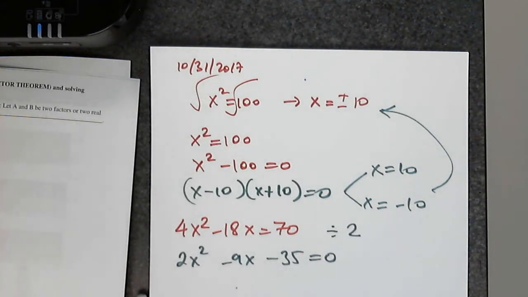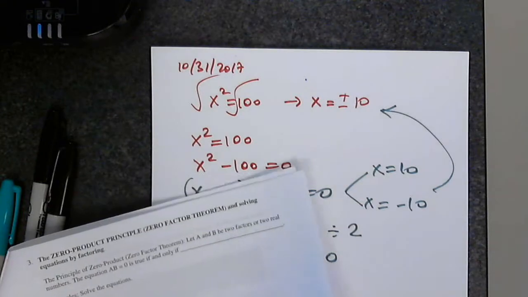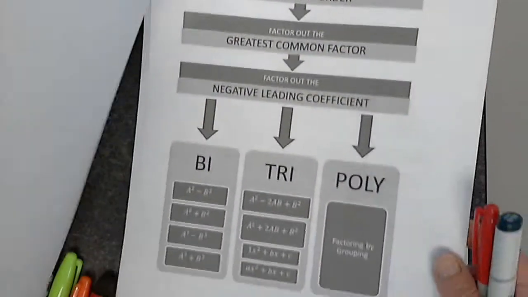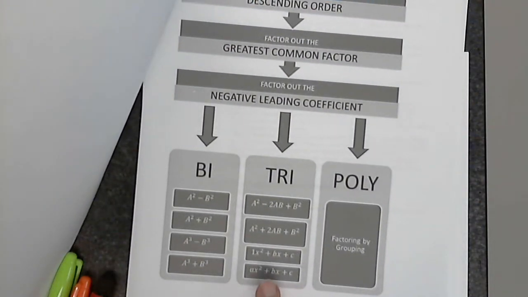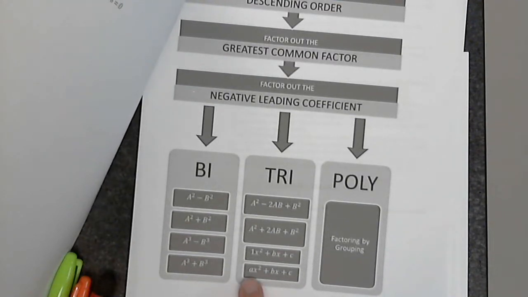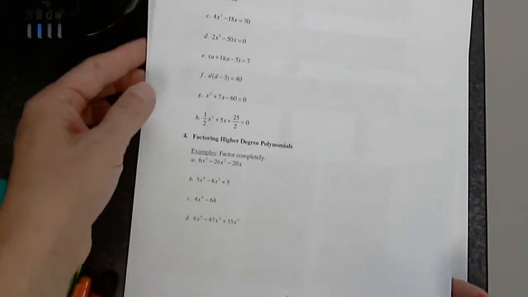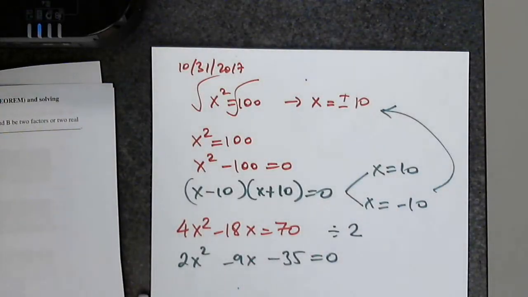So now this is a trinomial this time. It's in descending order, no greatest common factor, no negative leading coefficient. Special product, no. 2x squared is not a perfect square, negative 35 is not a perfect square. And 1 is not the leading coefficient. So remember, we are down to the very last possibility. What is the last possibility? This one here. When the leading coefficient is not 1. How do I proceed when the leading coefficient is not 1?